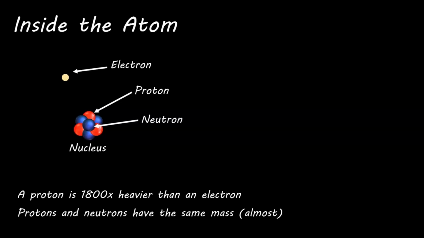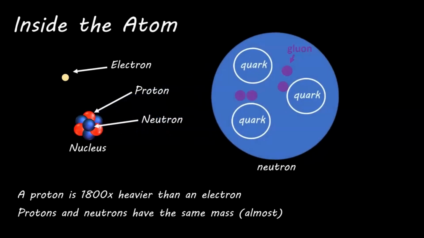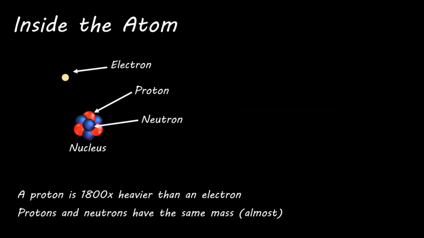Indeed, a proton is about 1,800 times heavier than an electron. And protons and neutrons have approximately the same mass. So most of the mass in the atom is due to the protons and the neutrons. Now, protons and neutrons are called composite particles because they're made up of smaller particles called quarks and gluons. But in most chemistry, we're not concerned about those particles. We're mostly concerned about the electrons, the protons, and the neutrons, and mostly just the electrons and protons.